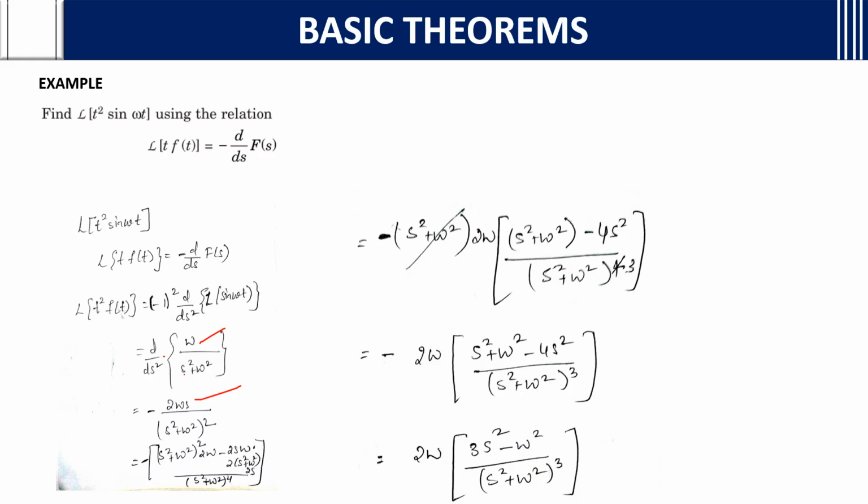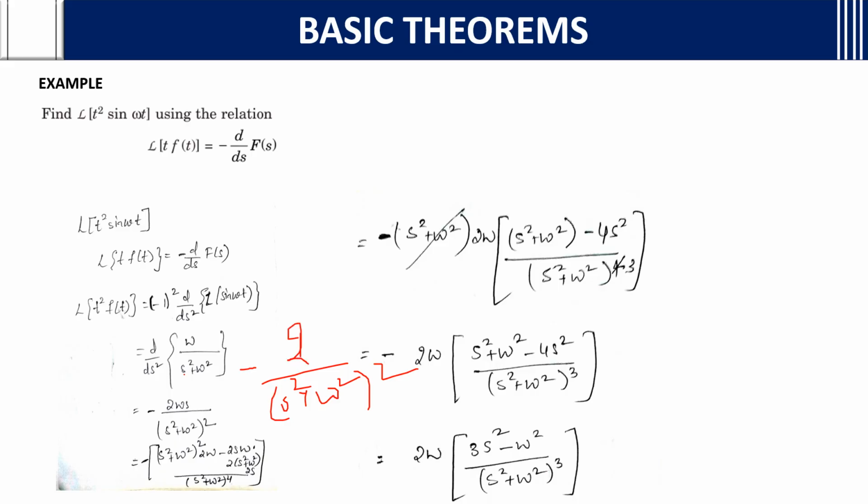Understanding how? See, d by dx of 1 by x is nothing but minus 1 by x square. So in the place of x we have s square plus omega square. So what we need to write? Minus 1 by s square plus omega square whole square. After doing this, we are again left with s square plus omega square. We need to differentiate this again.